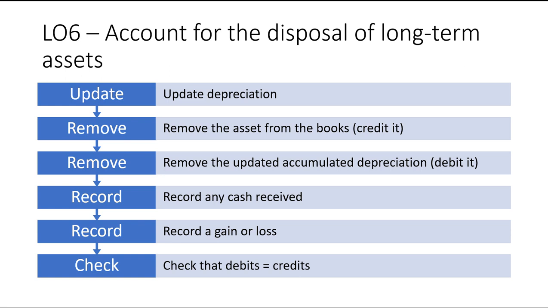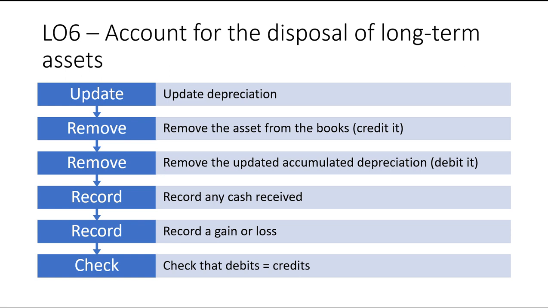So the first thing you have to do is update your depreciation. The reason for that is that you have not recorded depreciation since the end of the last accounting period. Because remember, depreciation is an adjusting entry. It only happens at the end of the period. So that means you record it for the time since the last time you recorded depreciation. So say you're selling an asset on March 1st and you last depreciated December 31st. So you have to record depreciation for January and February.